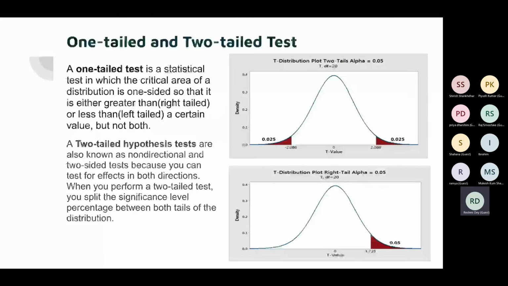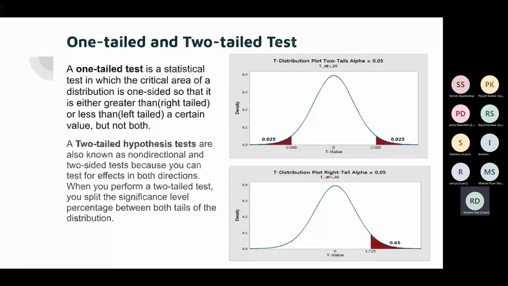Before going to the test of significance, let's go through what is a one-tailed and two-tailed test. A one-tailed test is a statistical test in which the critical area of distribution is one-sided, so that it is either greater or less than. If it is greater, then we have a right-tailed test, and if our hypothesis has the less than sign, then we will have the left-tailed test. It is called one-tailed because there is only one direction, either greater or lesser, nothing other than that.